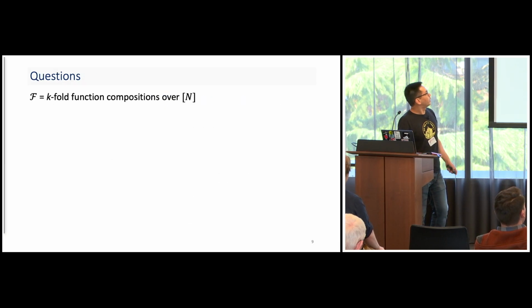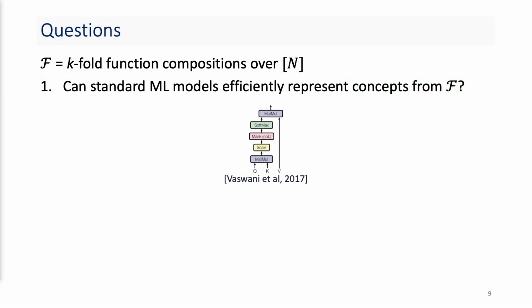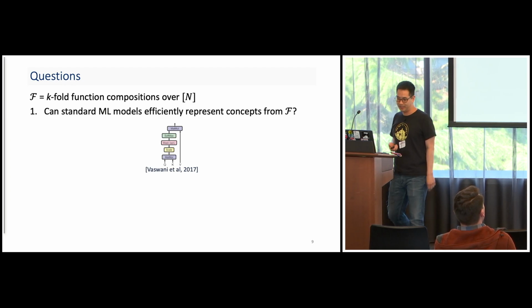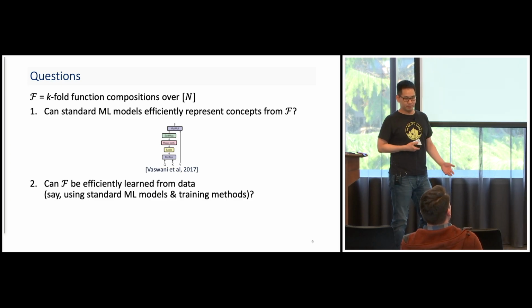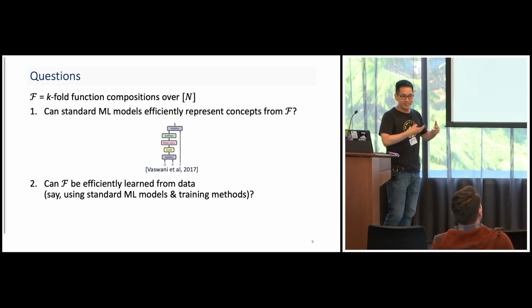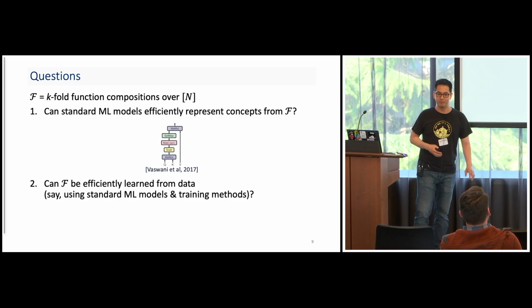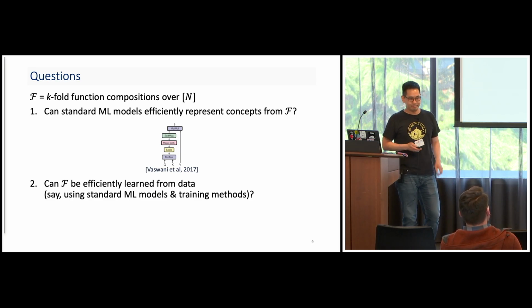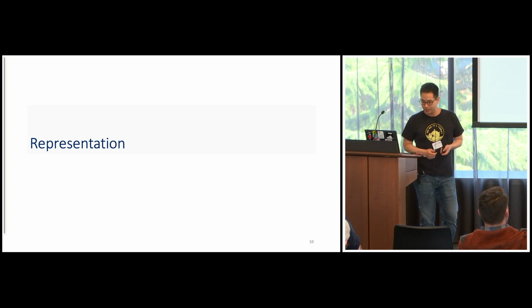Now that we have the function class, which I'll always call F in this talk, we have these questions. Can machine learning models represent these concepts in this function class? Of course, we might be interested in things like transformers. Can transformers efficiently represent these concepts? And then learning: can we efficiently learn these concepts from data? Ideally, if you hope that this is relevant to practice, these should be learning algorithms that look like what people use in practice. Okay, let's address the representation question first.